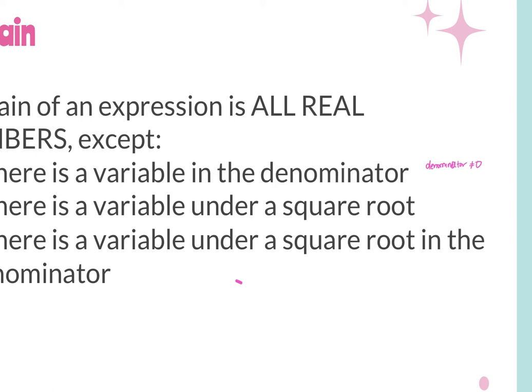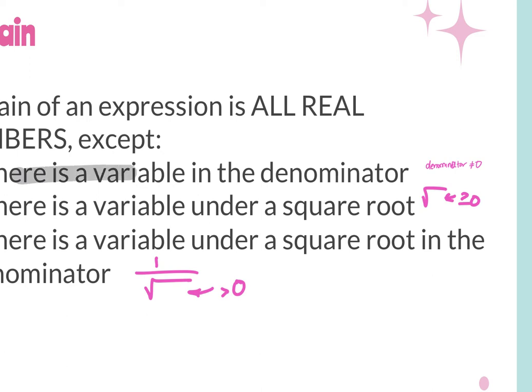If there's a variable under a square root, whatever's underneath the root has to be greater than or equal to 0 because we can't square root a negative number. And then the last one is a combination of the two. There's a variable under the square root in the denominator. So let's say it's 1 over something with a square root. Now what's in the bottom has to be greater than 0 because it can no longer equal 0. It's the overlap of those two. We will come back to domain later in the year.